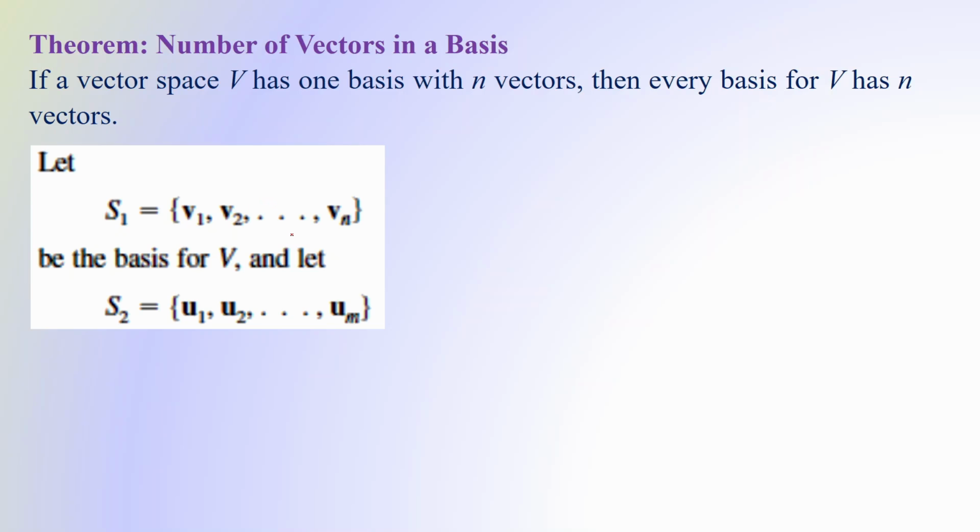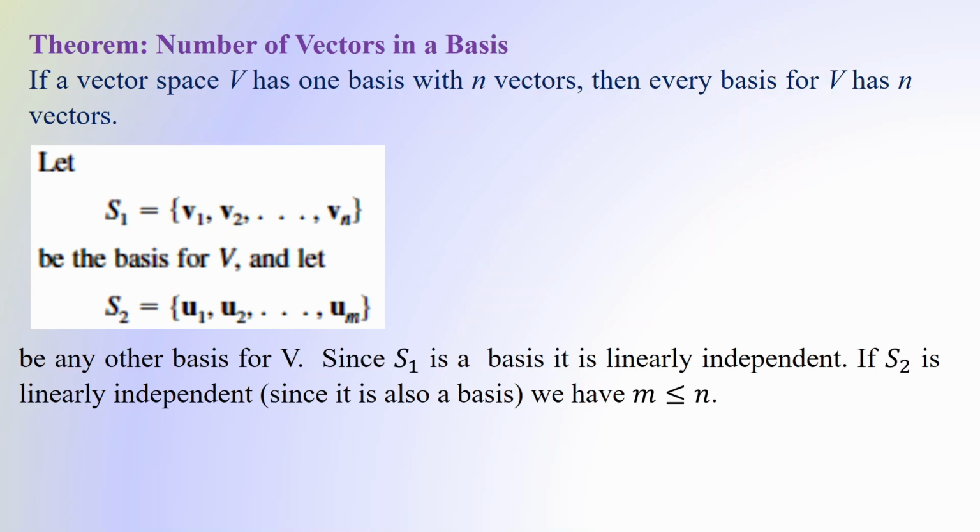Suppose we have two bases. One, S1, contains n vectors V1, V2, up to Vn. The other one, S2, is also a basis, with U1, U2, up to Um. Suppose we have m vectors. The idea is to prove that it has the same number of vectors. So we want to prove that n is equal to m.